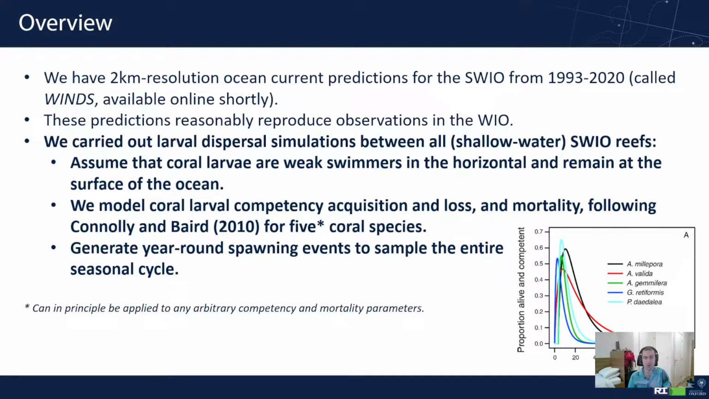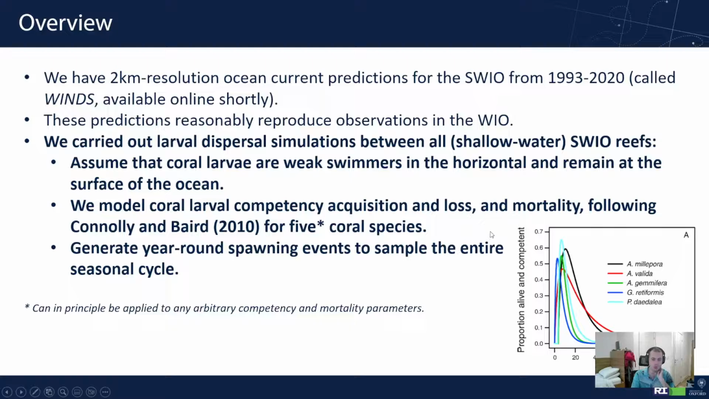And we assume that these larvae are buoyant, so they remain at the ocean surface. And we then model the processes of larval competency acquisition and loss and also mortality. And we've used parameters from a paper for 5 particular coral species for now, but in theory, these parameters can be varied arbitrarily for whatever organism you want. So if you happen to have parameters for another coral species, we can work on that. But for the time being, we've used 5 example coral species, which I've listed here for these simulations.